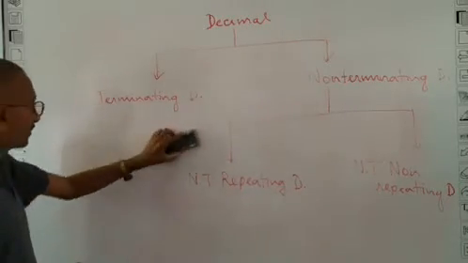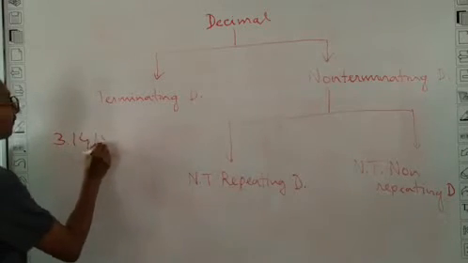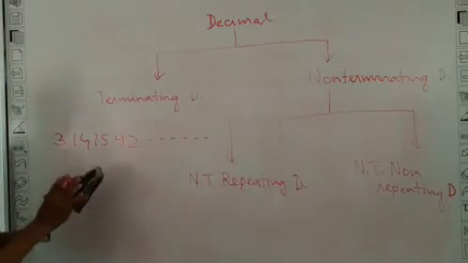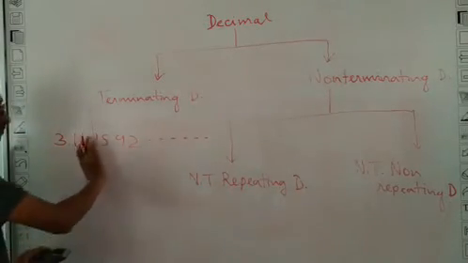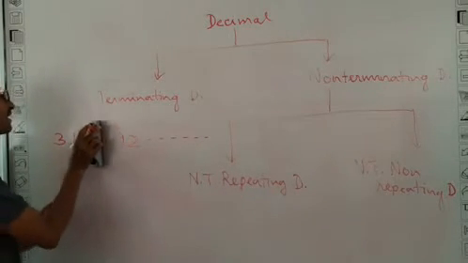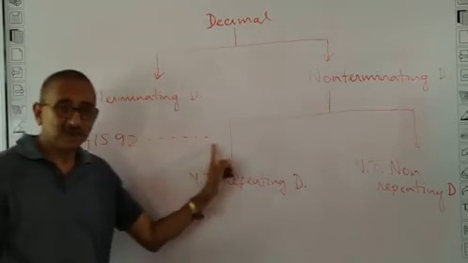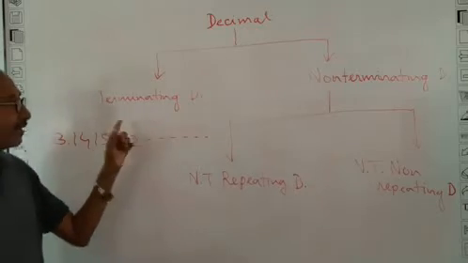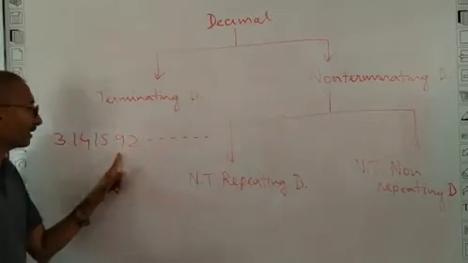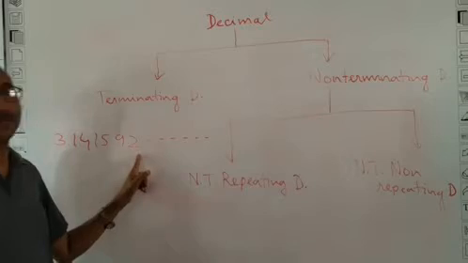Now a few more examples. If I write 3.14159, can you remember this? What is this? 3.14, you must be knowing, we write for pi. So this is the value of pi actually, 3.14159 and all those numbers. This is certainly non-terminating but non-repeating also. So the value of pi is a non-terminating, non-repeating decimal.